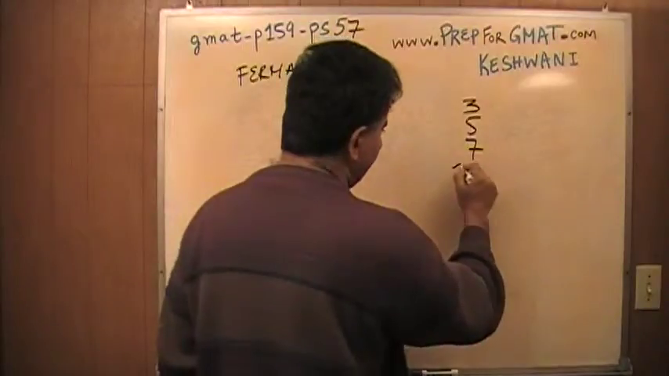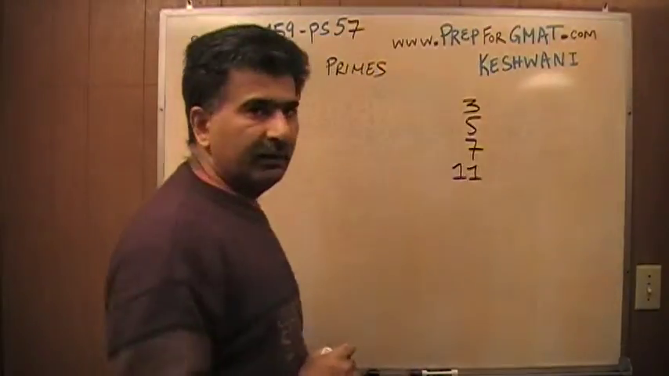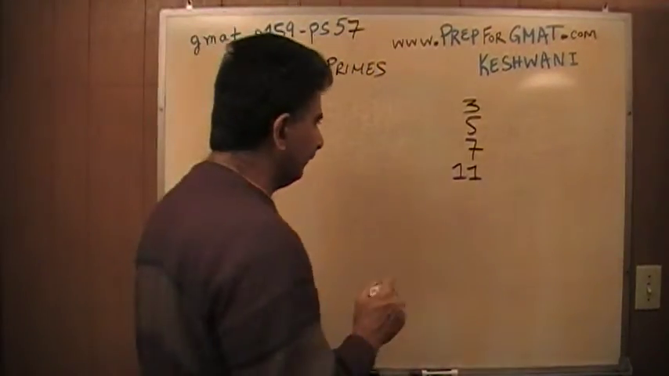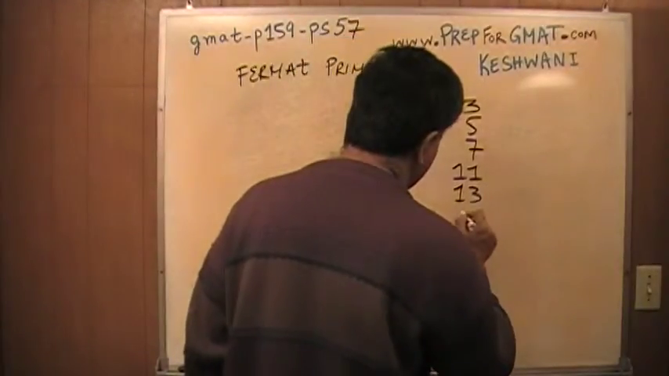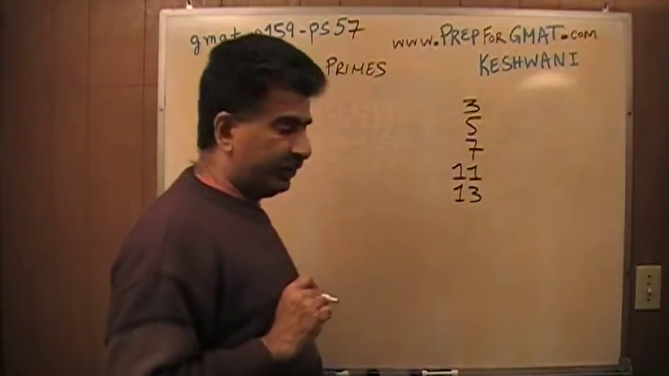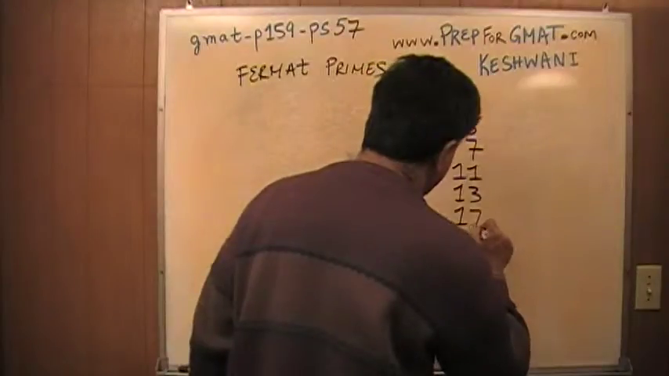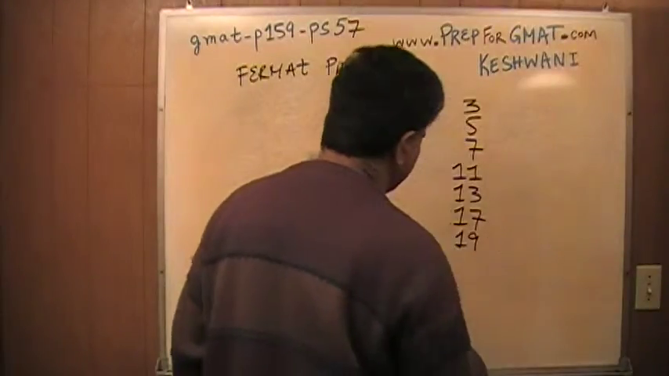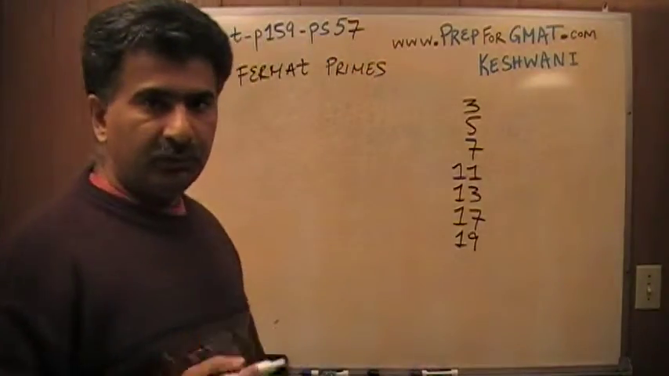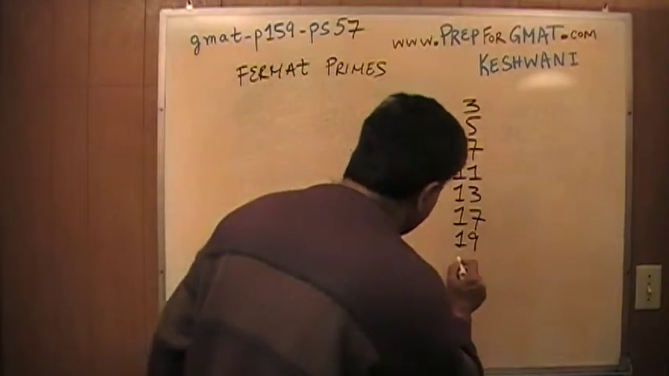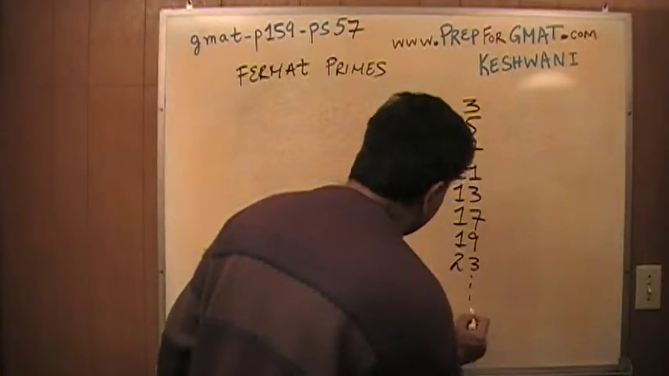9 is not. 11 is a prime number. You can divide 11 only by itself and 1 and nothing else. 13 is a prime number. 15 is not a prime number. 15 goes into 3 and 5. 17 is a prime number. 19 is a prime number. 21 is not a prime number. It will go into 3 and 7. 23 is a prime number, and so on and so forth.